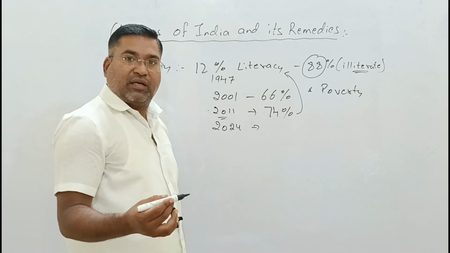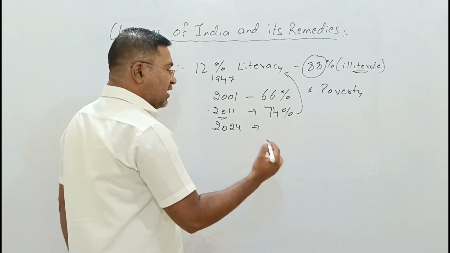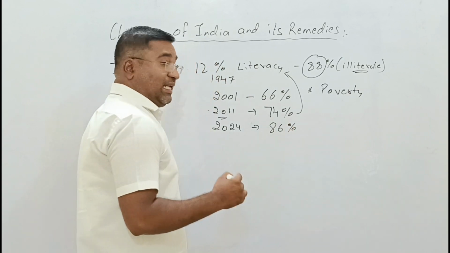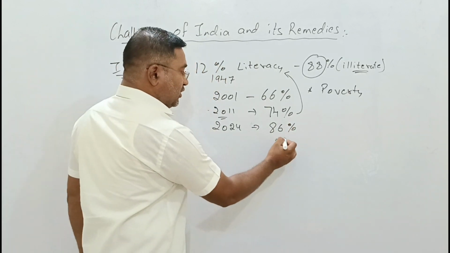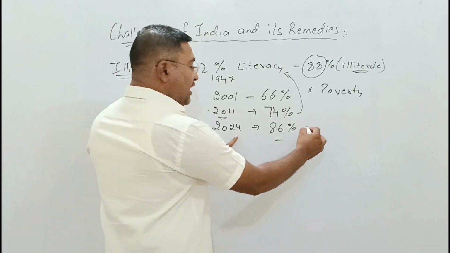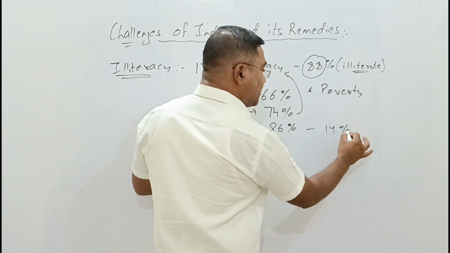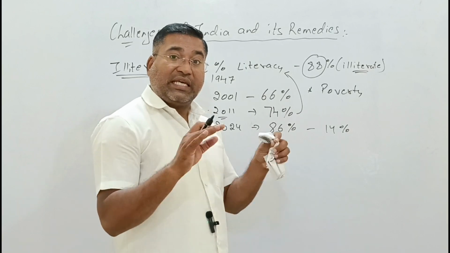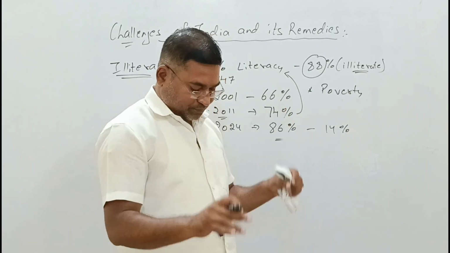Though it is not officially published, approximately we are on the way to 86 percent literacy in 2024. Still we are in need of 14 percent more literacy. Once that is done, India will be a totally educated country.